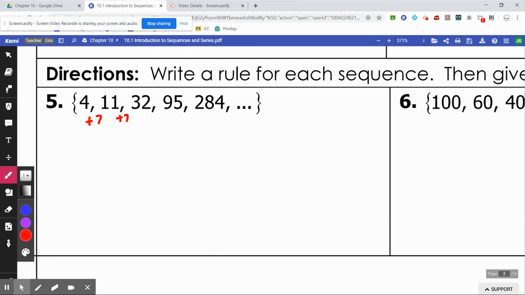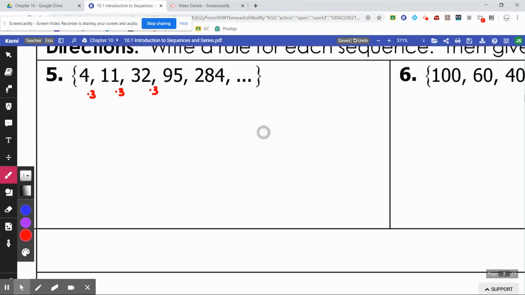Well, if we added 7 again, we don't get 32, so we're going to have to scratch that. So then we go to maybe a multiplication or division, and I know there's nothing I can multiply 4 by to give me 11. However, if I multiplied by 3, it would give me 12, which is a little bit off, but it is close. So let's check that times 3. If I multiply 11 times 3, I get 33, which is still really close, but just one off. 32 times 3 is 96, so I think we're on the right track.